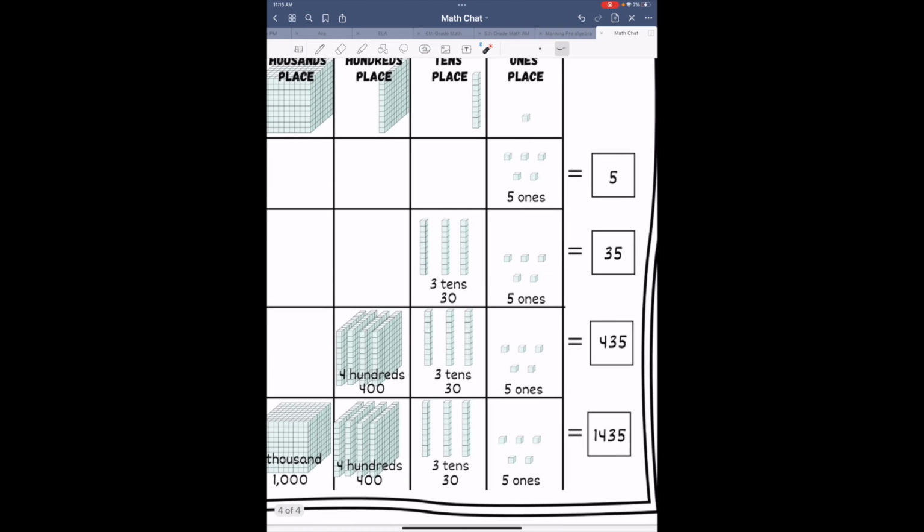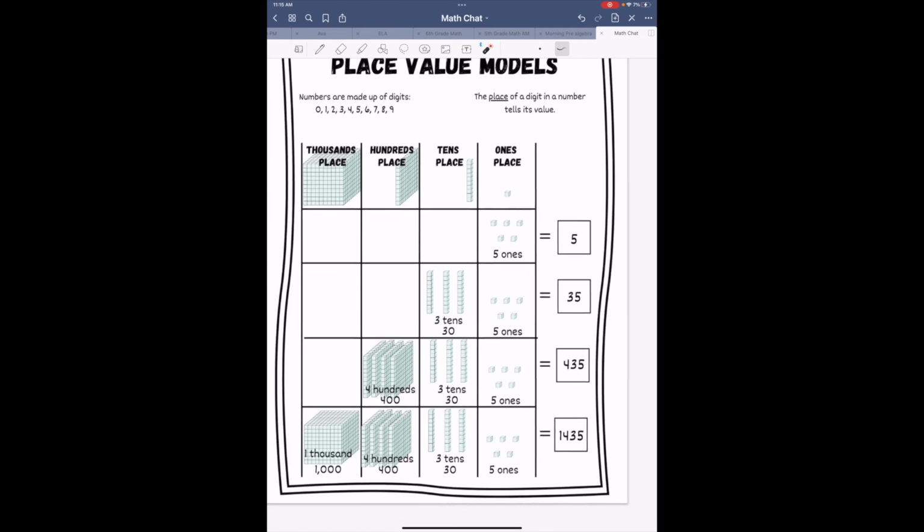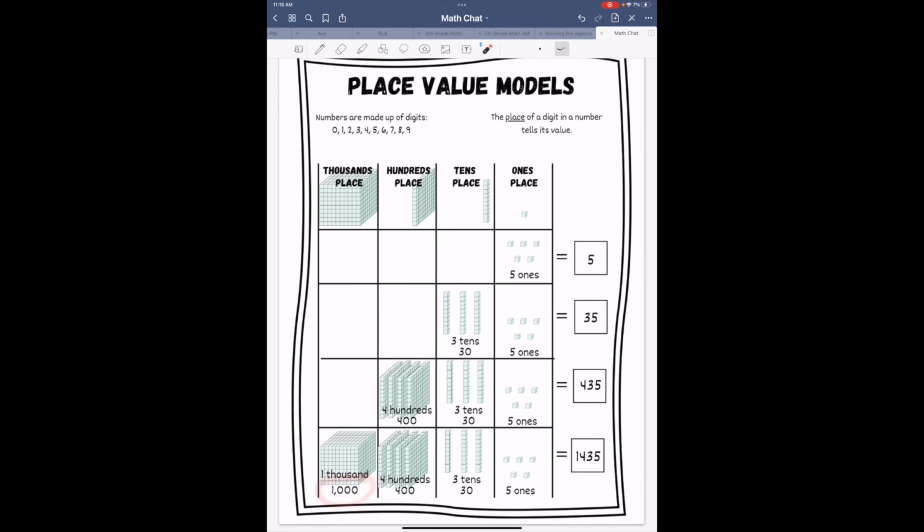Let's go down here. We have 4 hundreds: 100, 200, 300, 400. 400 with your 3 tens, 430. With your 5 ones, 435. Then finally down here, you have 1,000. 1,000 plus 400 plus 30 plus 5 is 1,435. Now it's your turn.